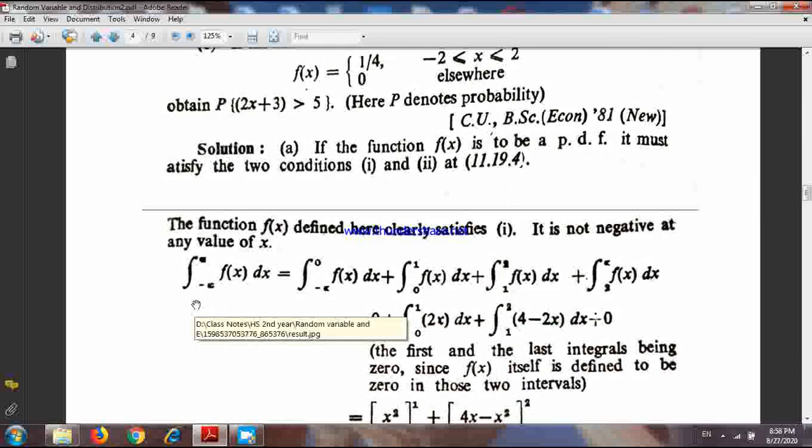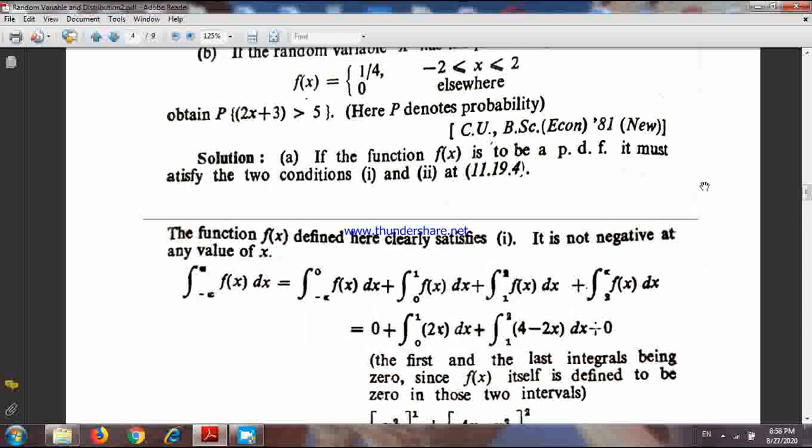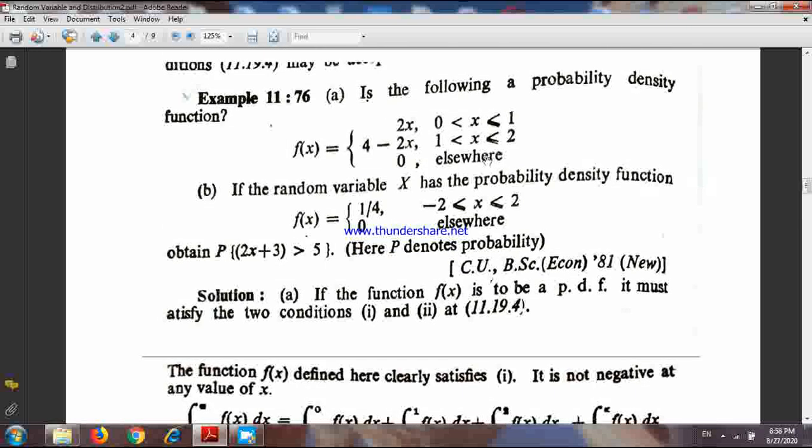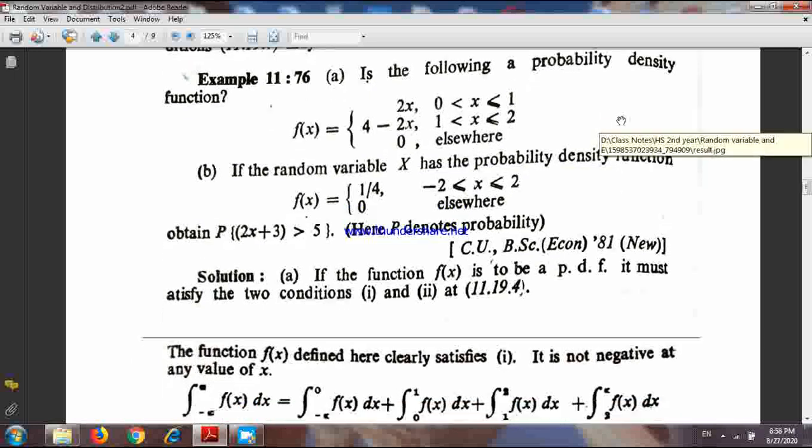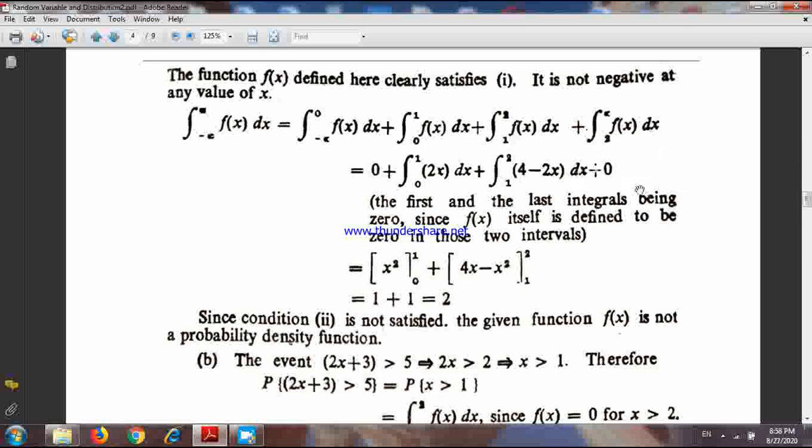So integration minus infinity to plus infinity f(x) dx, they have broken the integral into 4 parts. Why 4 parts? Because the functional values are different for different intervals. In the interval minus infinity to 0, the value is 0. Then in the interval 0 to 1, the value is 2x. 1 to 2, the value is 4 minus 2x. And then 2 to infinity, again the value is 0. So that's why the integral is broken into 4 parts.